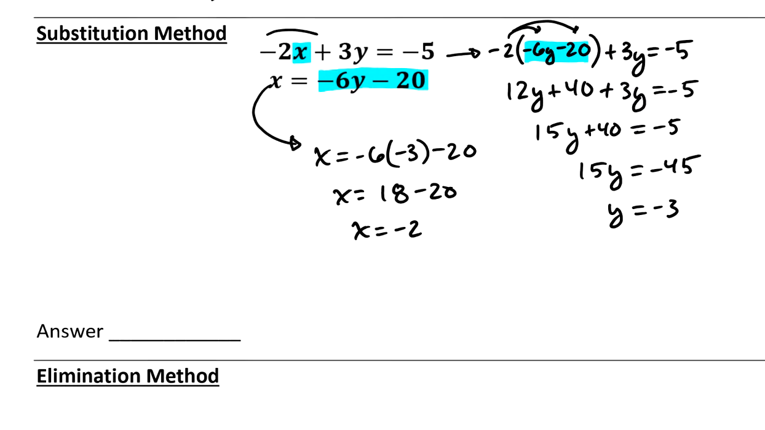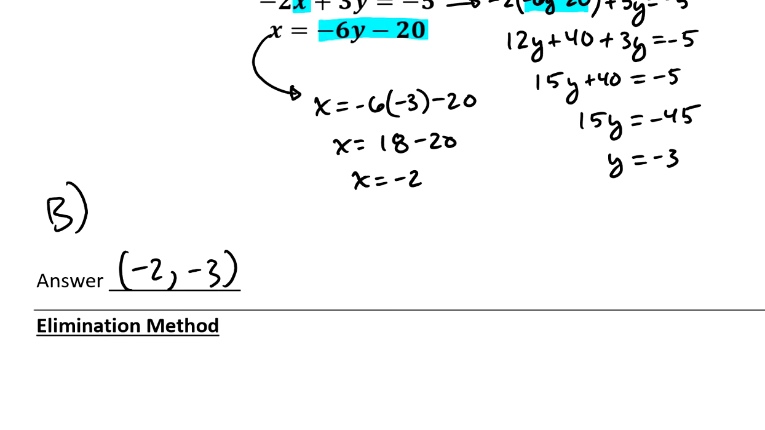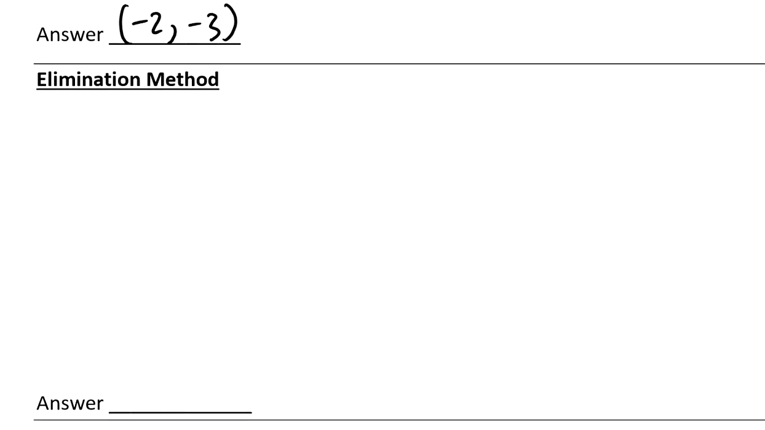And if I write that answer as an ordered pair, it would look like negative 2 for x and negative 3 for y. And this is the system of equations from B. So we've used C and we've used B. That means this elimination method is going to have to be A. So let's go ahead and copy that equation down.